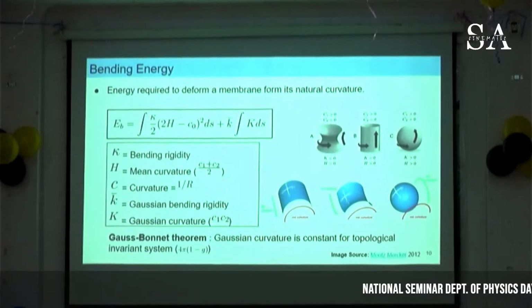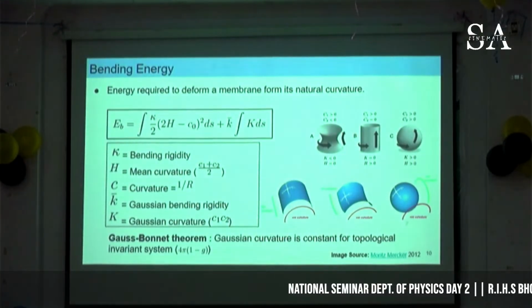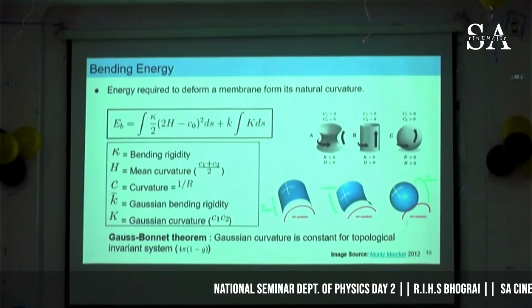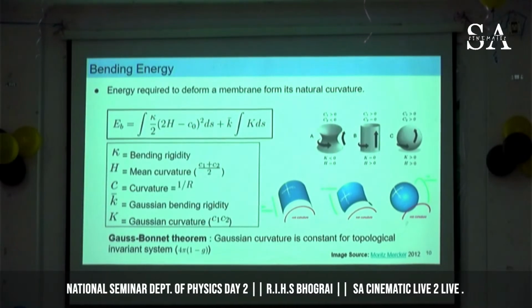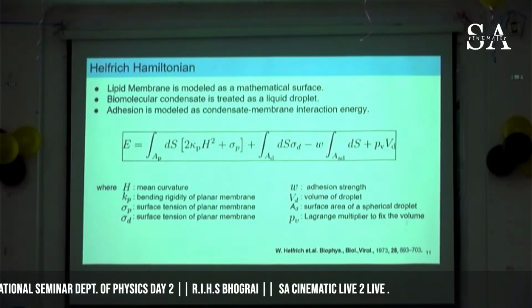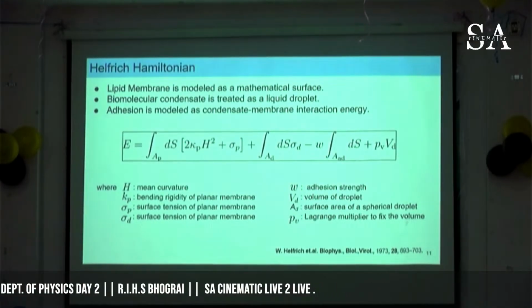Next. The next energy is the bending energy. This is the energy required to bend something. If you want to bend something, it is not free. You have to put some energy in to bend it. So including all of this, we will construct this Hamiltonian.